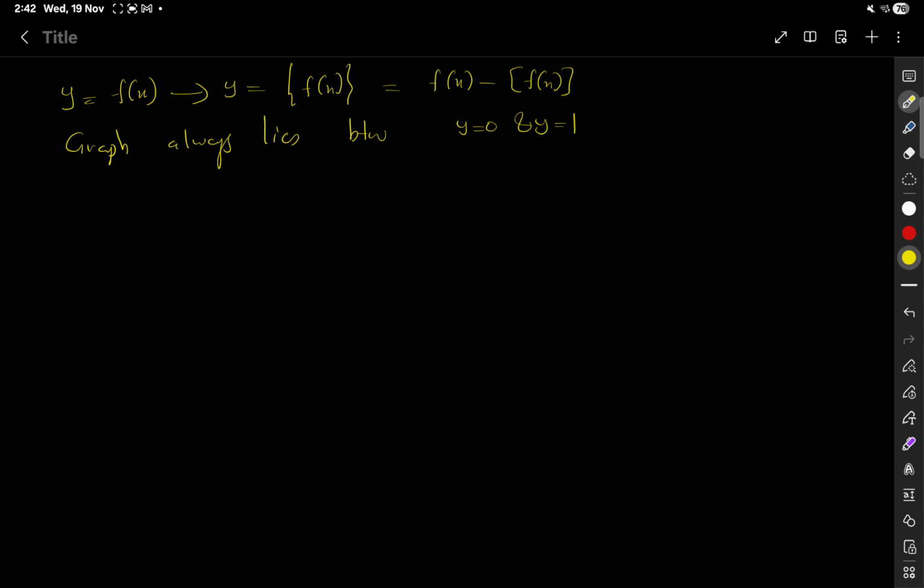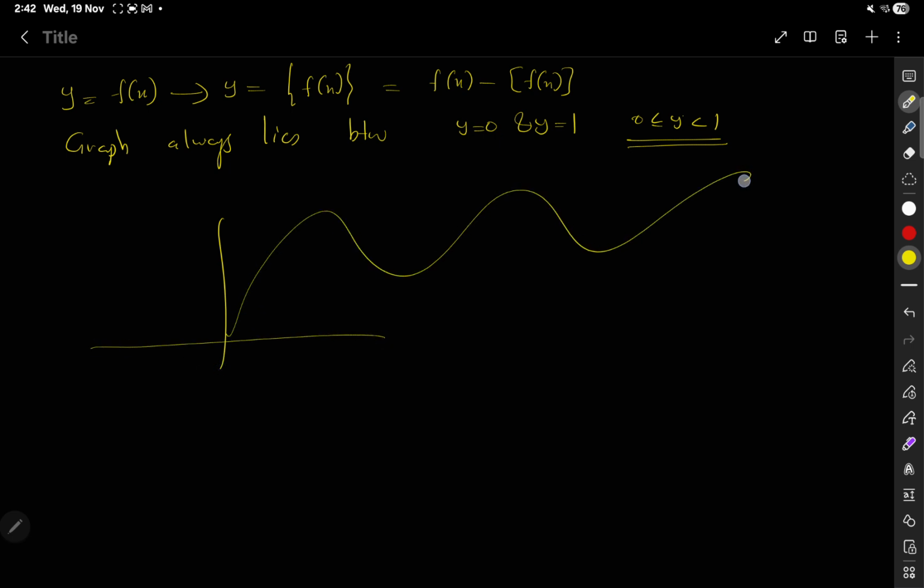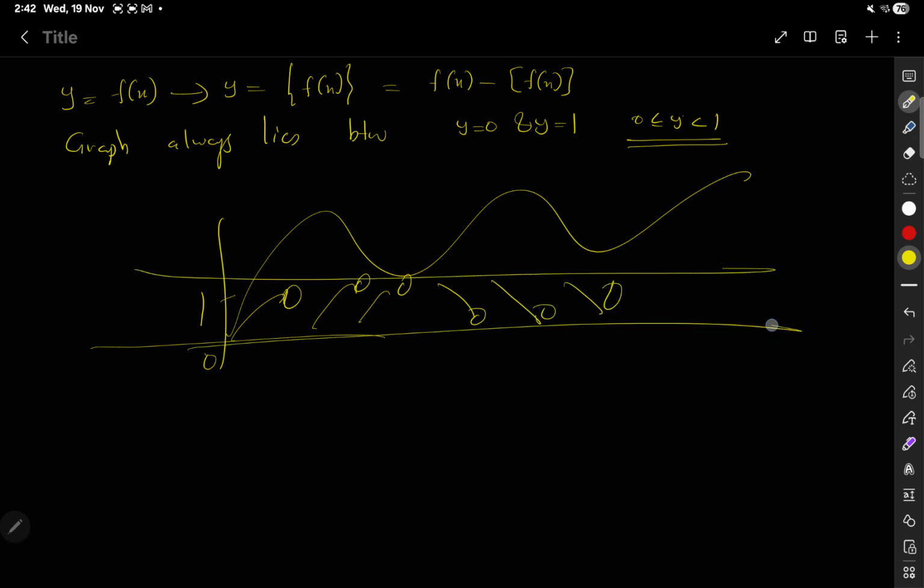Why? Because y is the fractional part of something, so y lies between 0 and 1, because the RHS lies between 0 and 1, so the LHS does too. So the graph will not be like this. If this is 0 and this is 1, this will not be a graph of the fractional part. It will be something like this, maybe, or like this. It will not go above y equal to 1 or below y equal to 0.